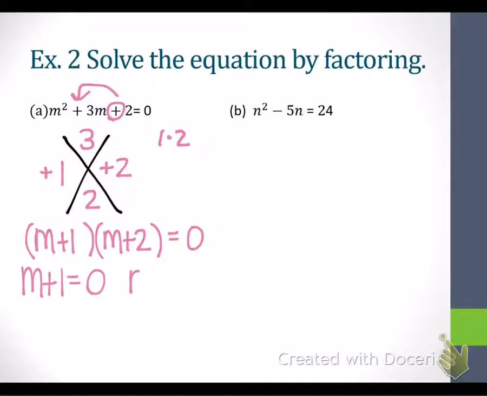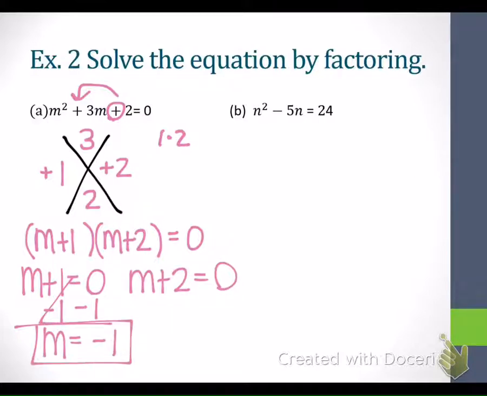We set each set of parentheses equal to 0, and we solve. How do we solve for the first m? Subtract 1, so m equals -1. And how do we solve for the second m? Subtract 2, so m equals -2. Awesome. Now, let's look at letter B.